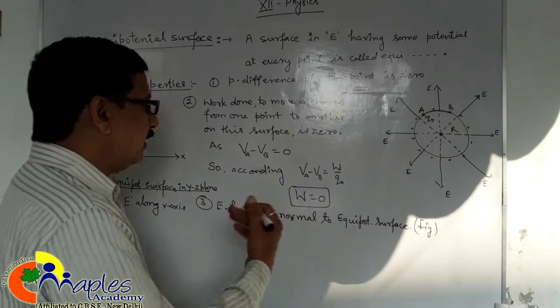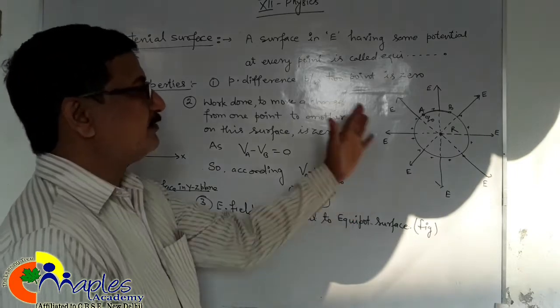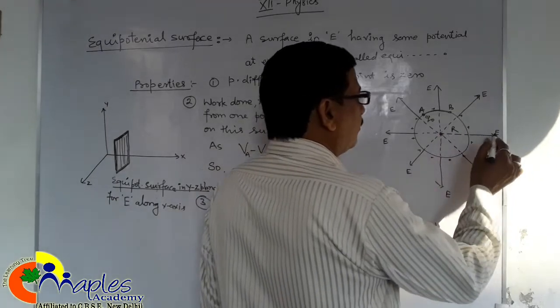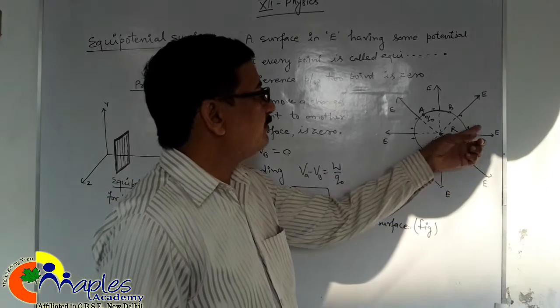electric field, and vice versa. The electric field is always normal or perpendicular to the equipotential surface. So it is equipotential surface. The electric field is radially outward as the charge is on the surface. So this is equipotential surface.